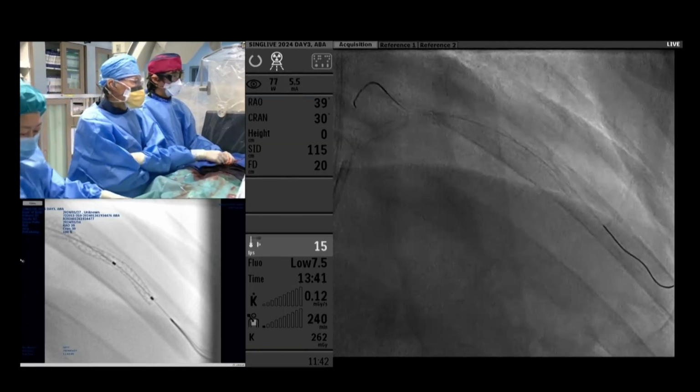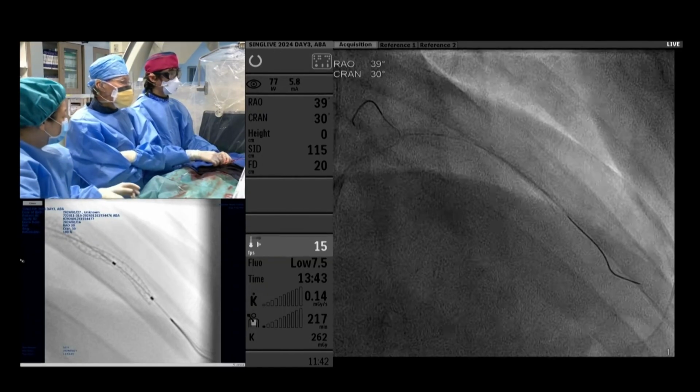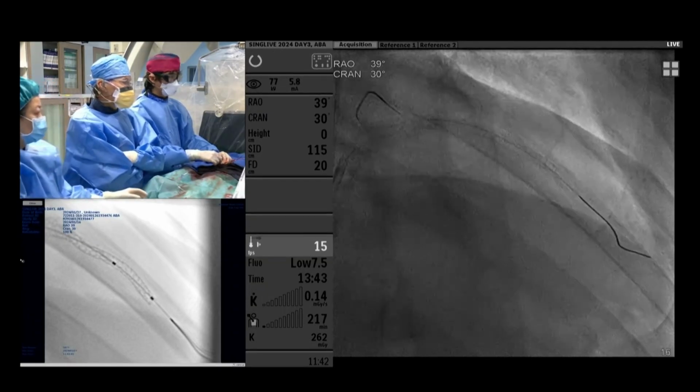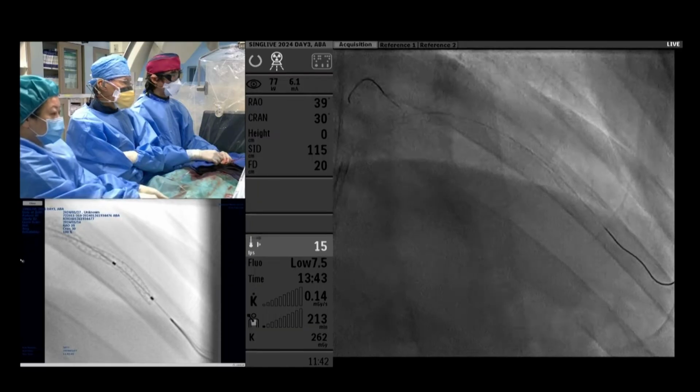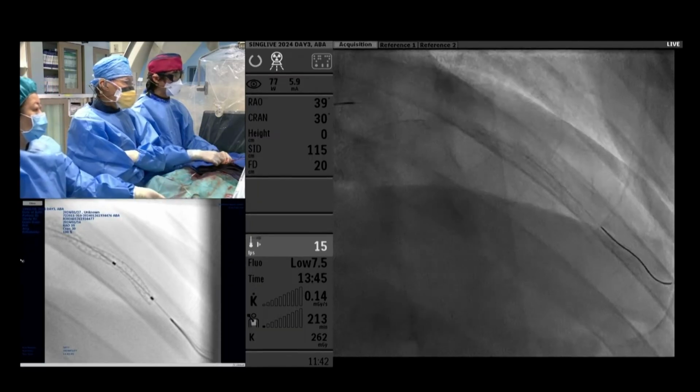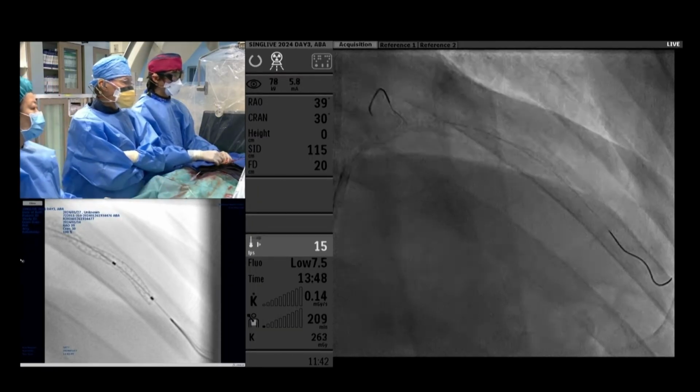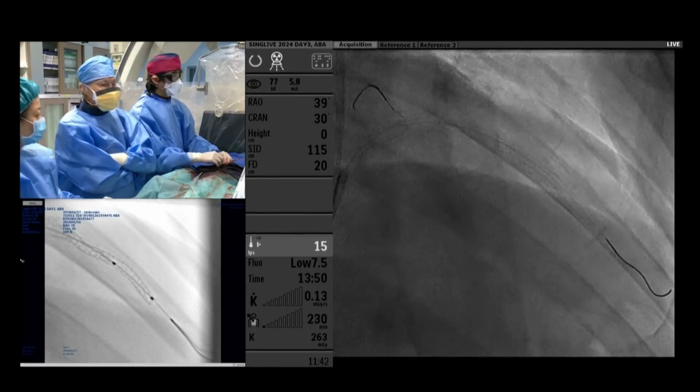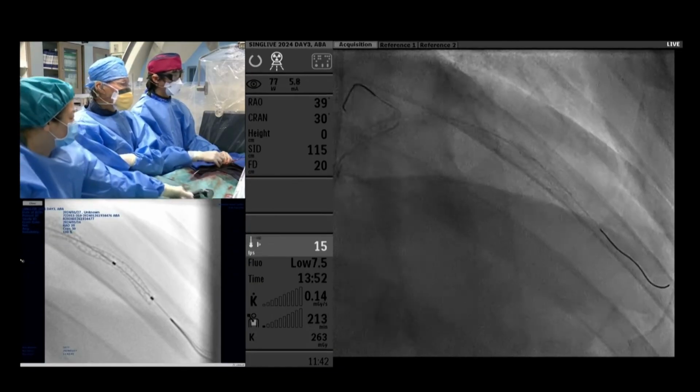This is a Sion Blue, right? Or is it a Sion? The Sion was in the diagonal, you're right. So we kind of put the Sion out. The Sion is a hydrophilic wire. I think it's a bit less likely to get trapped. So it's kind of a good wire to protect your branches.